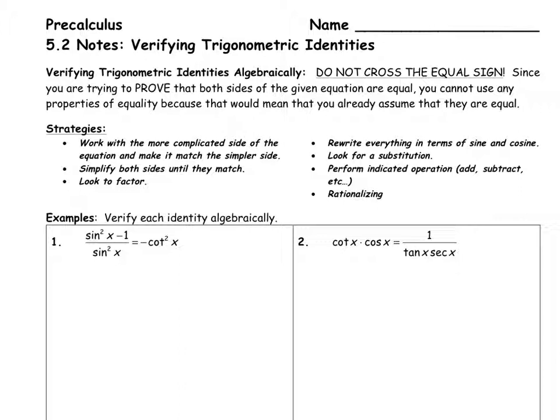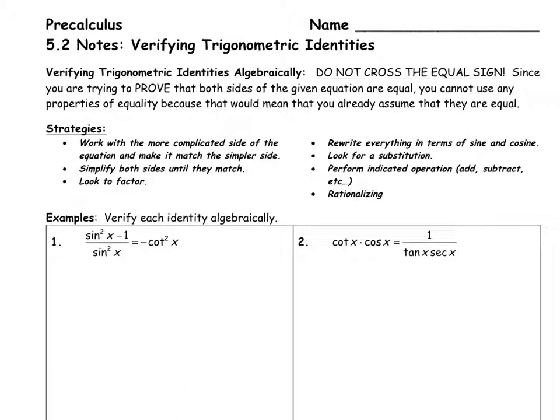It's all good. Number 1, you see sine squared x minus 1 divided by sine squared x equals negative cotangent squared x. Remember, you cannot multiply both sides by sine squared x. We are not solving, we are proving. You might notice the numerator on the left-hand side looks really close to a Pythagorean identity. It is not.